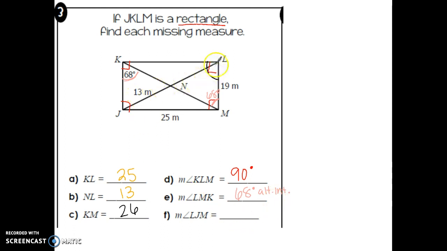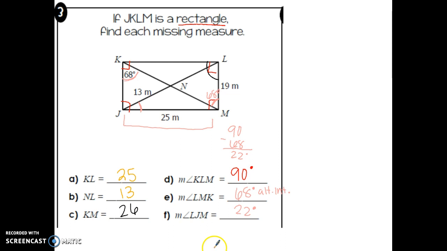And then last we have LJM. That's only this chunk right here. And we don't have any angles here. We don't have any opposite angles to compare it to. So if I don't have anything here and I don't have anything in its opposite, I'm going to go ahead and look for its consecutive angle. So I'm going to say that is 90 and 68. That's going to end up giving us 22. So LJM will be 22. Okay.